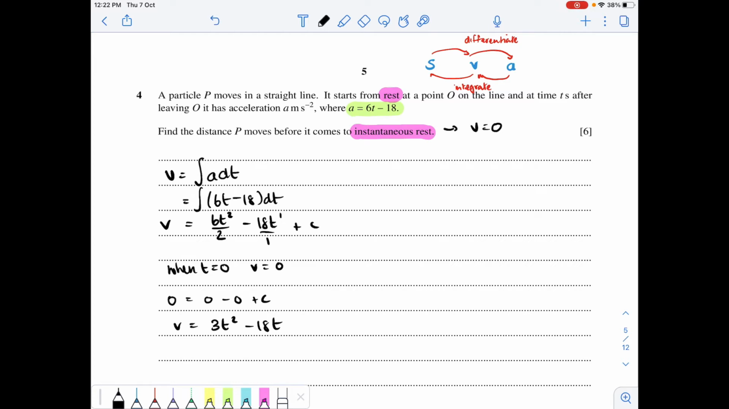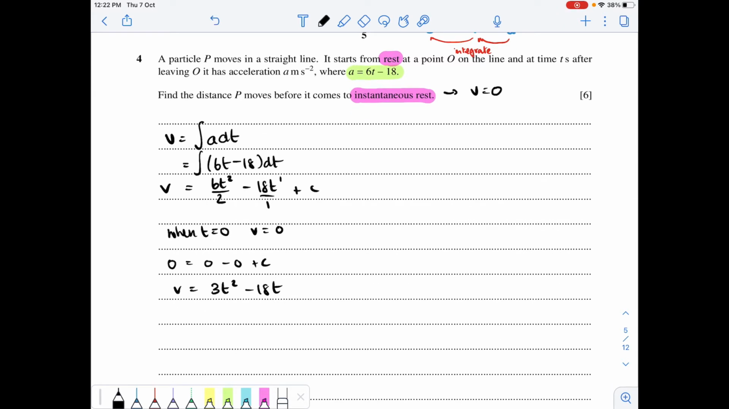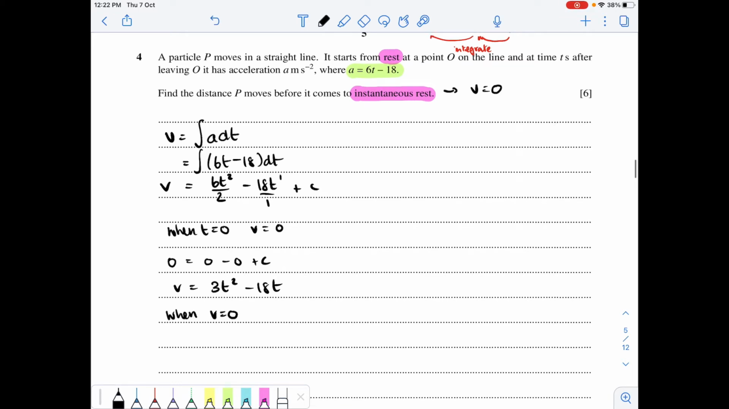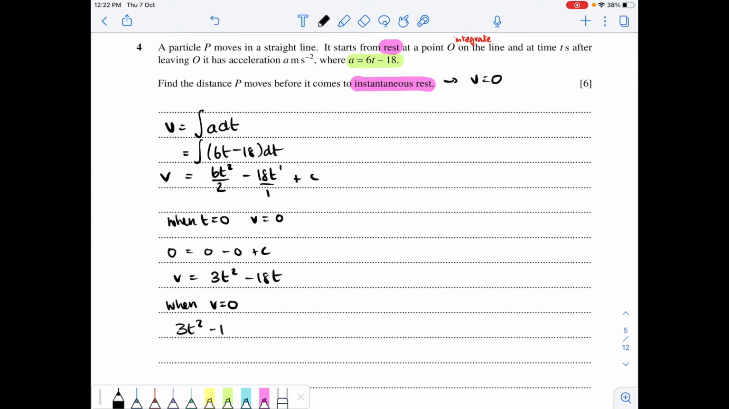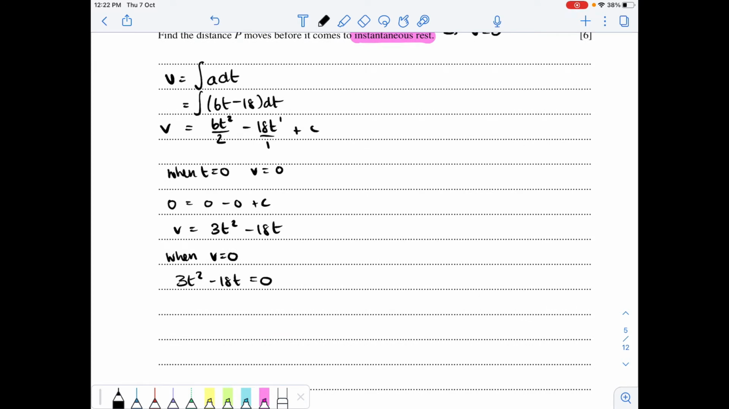Okay, the next thing we need to do is find out the time at which this particle is at rest. So the particle is at rest when the velocity is equal to 0. So let's set the velocity equal to 0. Let's say when v equals 0, 3t squared minus 18t is equal to 0. And so we can see we have a common factor there of t, which we can pull out, and we're left with t times (3t minus 18) equal to 0. So we have two factors which, when multiplied together, equal 0, therefore either one of them must be equal to 0.